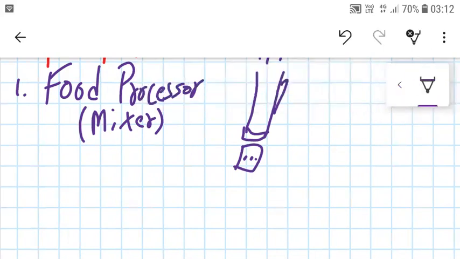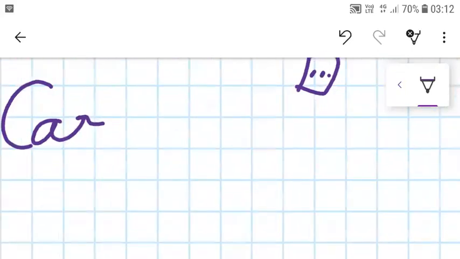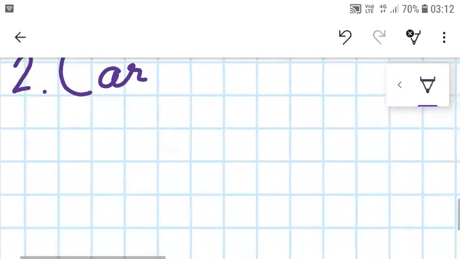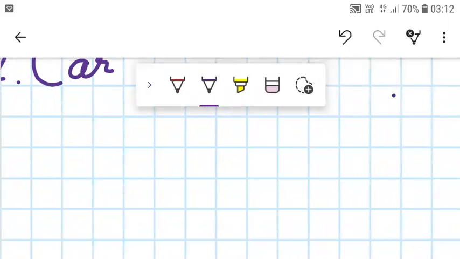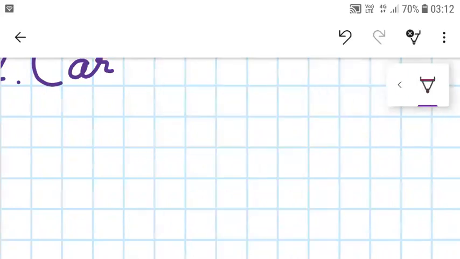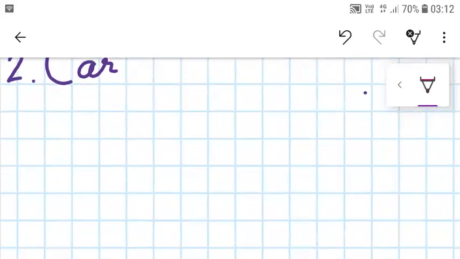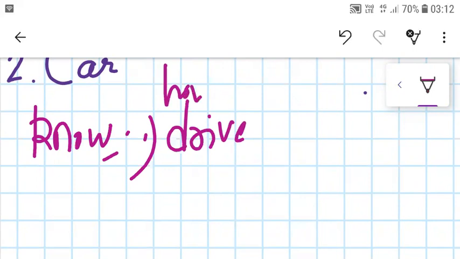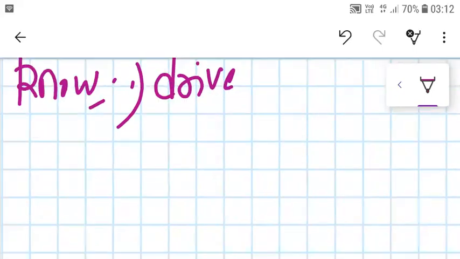The next example I want to share is the example of a car. Let's list down the number of things which we know about it and the number of things which we don't know about it. What's the first thing we know about the car? We know how to drive it, right? We know how to drive a car.